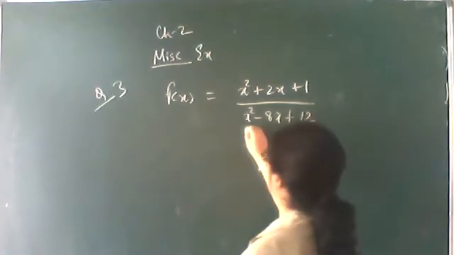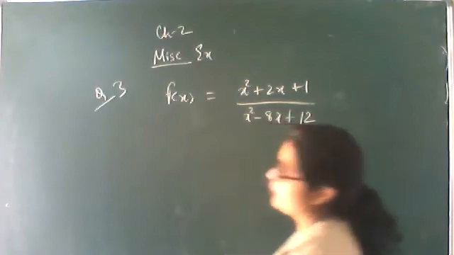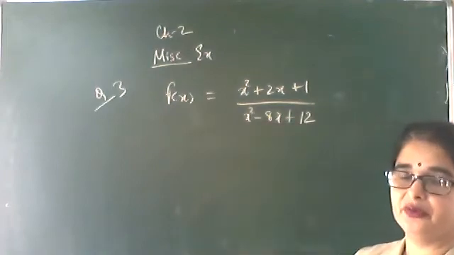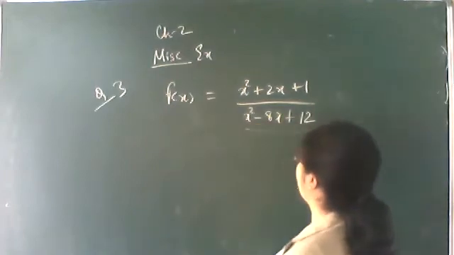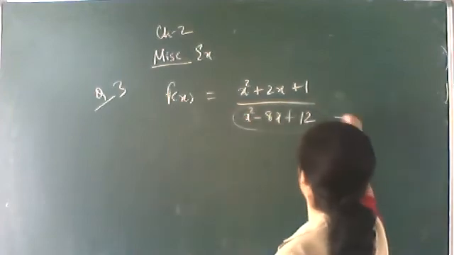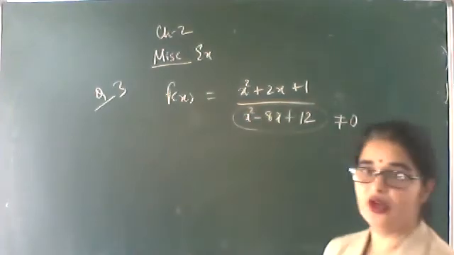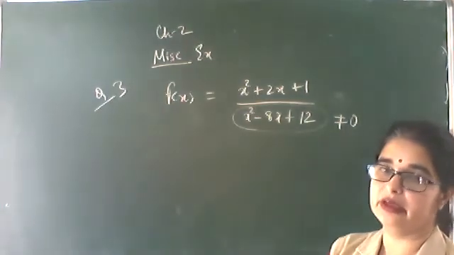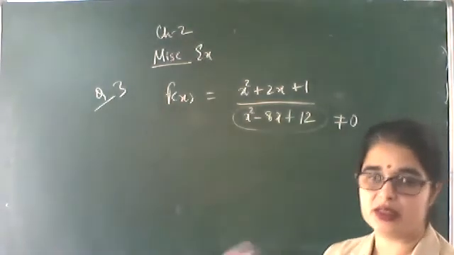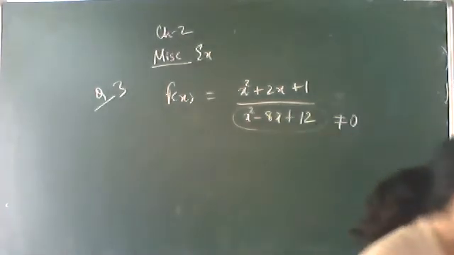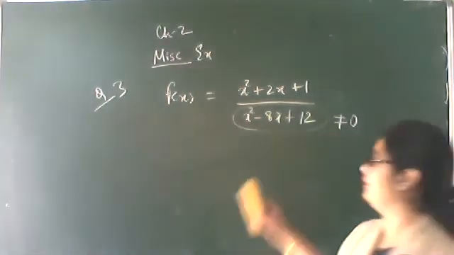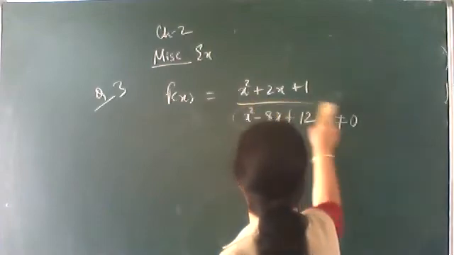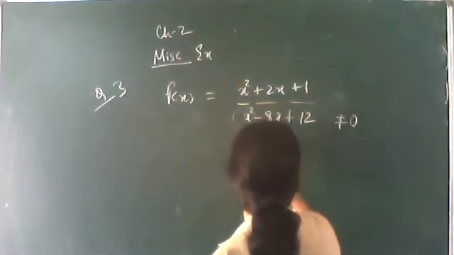I told you domain is what? The values of x. Now from this function, what can we say? It is a rational function. So the denominator should not be equal to 0. If the denominator is 0, then our function will not be valid. Otherwise, everything will be okay. As it is a rational function, we have discussed that it is of the form p(x)/q(x), where q(x) is not equal to 0.